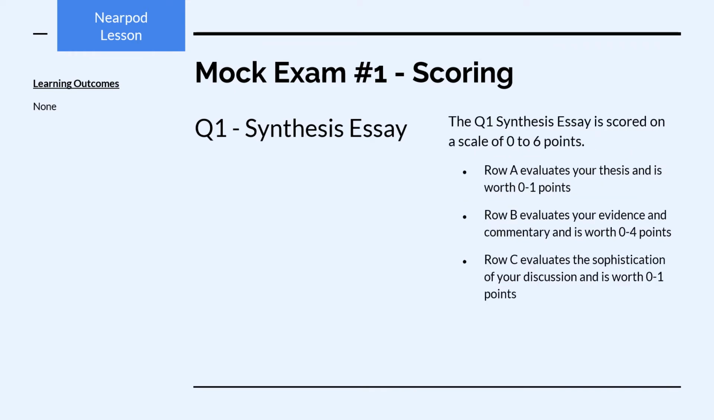Let's talk about how the Q1 is scored. The Q1 synthesis essay is scored on a scale of 0 to 6 points, and the rubric is broken up into 3 separate rows, each measuring a different set of scoring criteria. Row A evaluates your thesis and is worth 1 point. Row B evaluates your evidence and commentary and is worth 4 points. Row C evaluates the sophistication of your discussion and is worth 1 point.